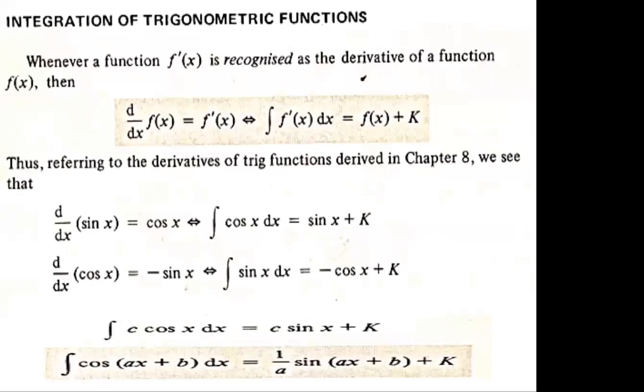And okay, so we go over to some trigonometric functions, right? And we remember them. The derivative of sine x gave you cos x. So if you were to integrate cos x, you will get back sine x, right? And don't forget your key, right? When you differentiated cos x, you got minus sine x, right? So if you integrate sine x, you will get minus cos x, right?